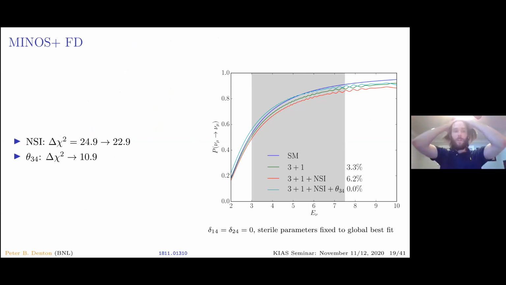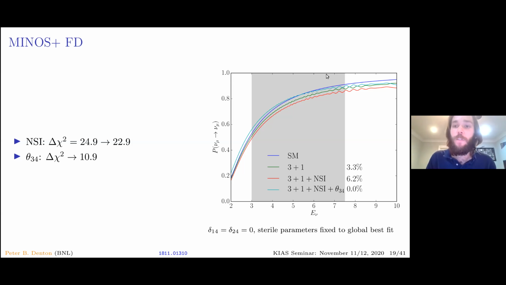So what's going on? MiniBooNE plus doesn't work very well, so we decided to look into this a little bit more. This is what the far detector would look like, kind of the same plot we saw a second ago. The blue is the standard model, and the introduction of a sterile neutrino is shown in green. That's an overall reduction in the rate of 3.3%, so that's roughly why they disfavor this. There's also some spectral information.